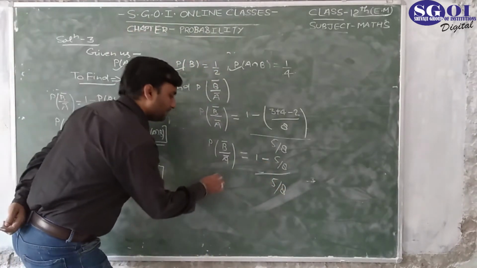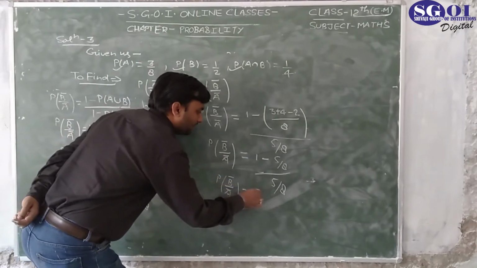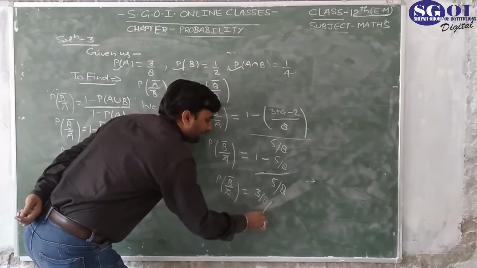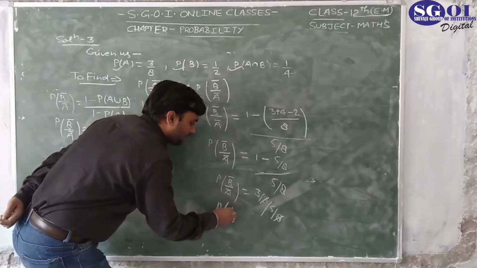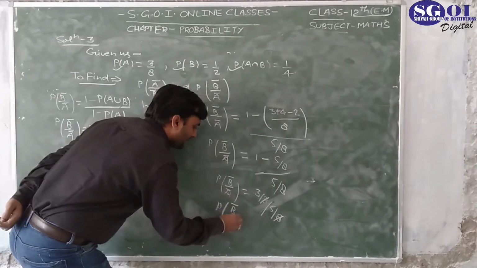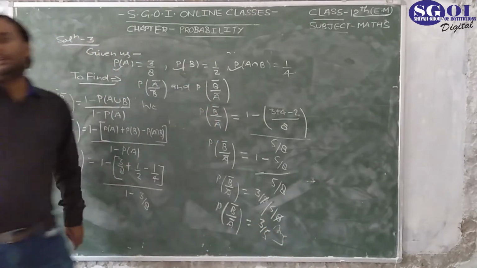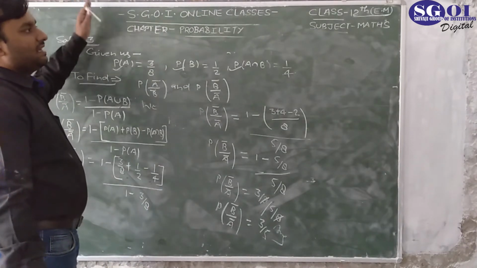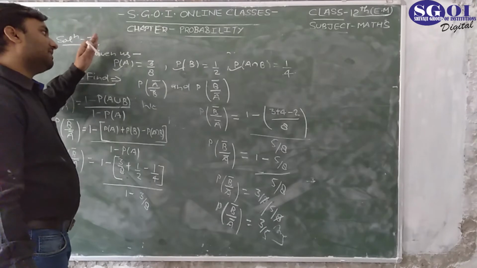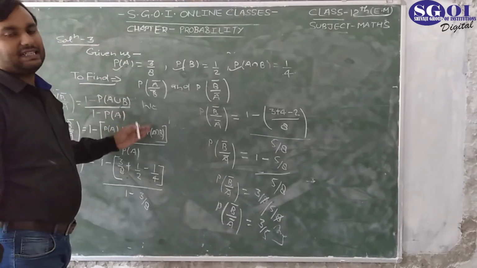Calculation of 1 minus 5 by 8 is 3 by 8 upon 5 by 8. 8 and 8 are cancelled out. Probability of B bar upon A bar is equal to 3 by 5. This is the answer of probability B bar by A bar. So you can see here I told you some problems related to conditional probability which can be asked in short marks.